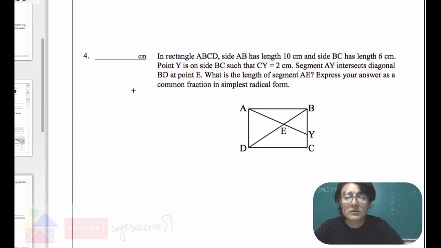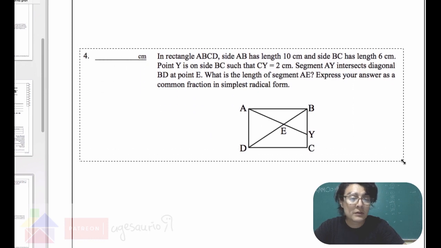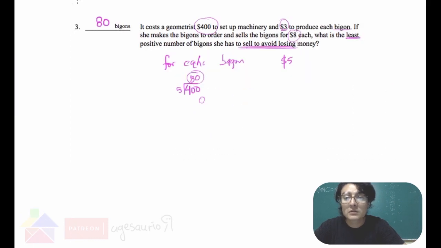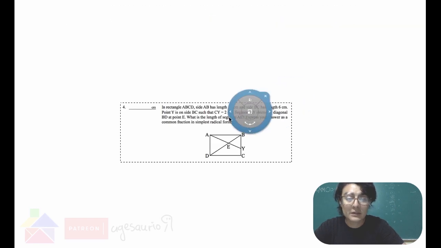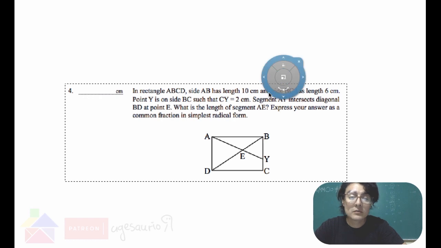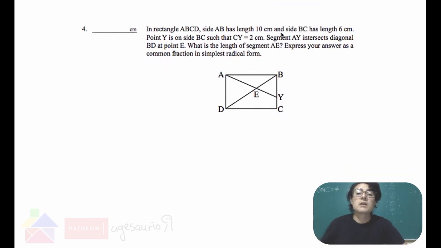Let's move on to number 4. Remember, you have very little time to do this problem, so get as quick as you can with the ones that you can. Move on to the next one. Okay, so in this rectangle ABCD, side AB has length 10 and side BC has 6. I'm gonna put it over here, and point Y on side BC is such that CY is 2. So right away we know this is 4.